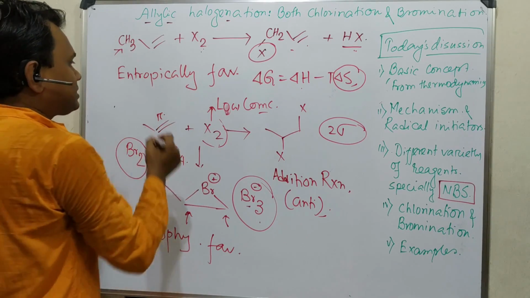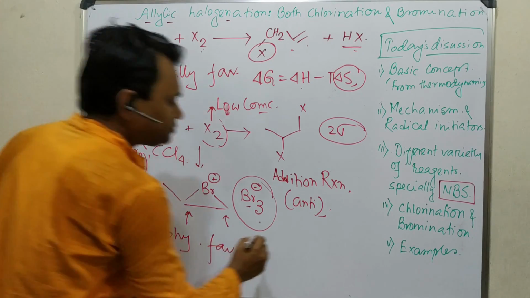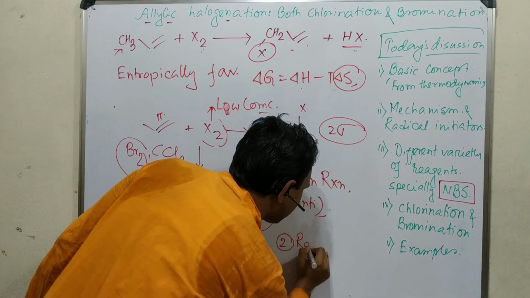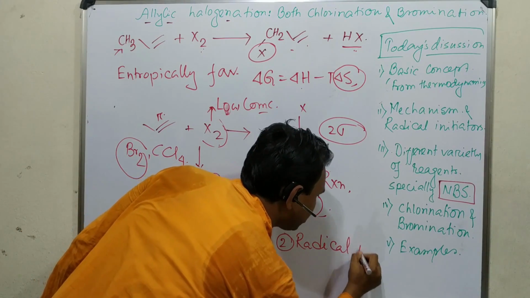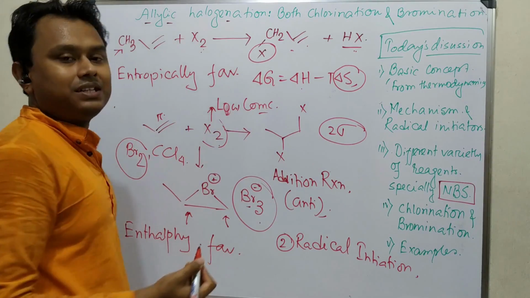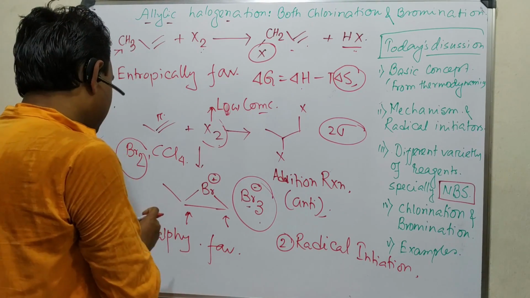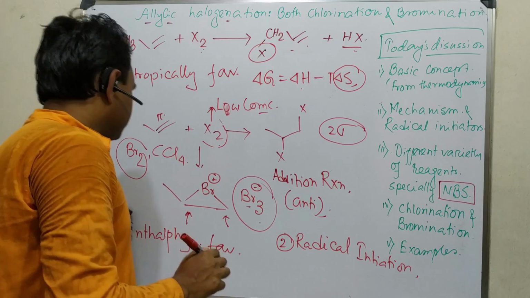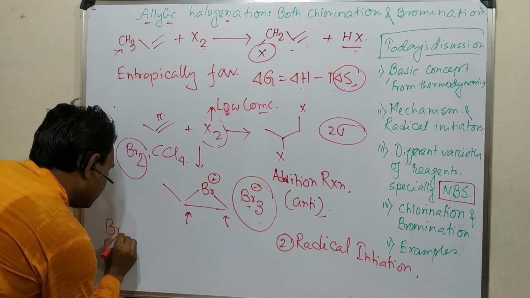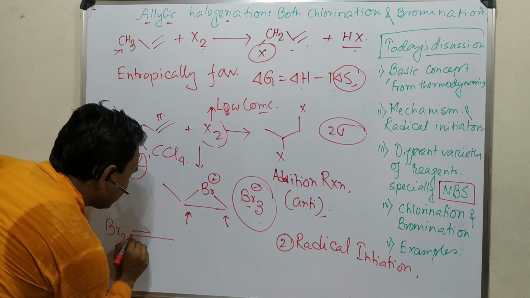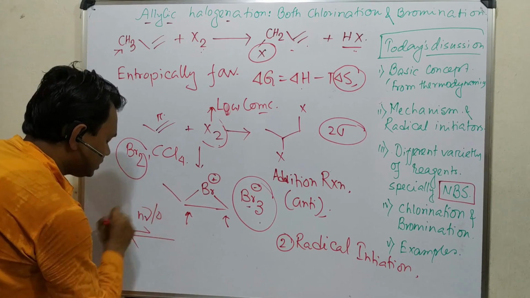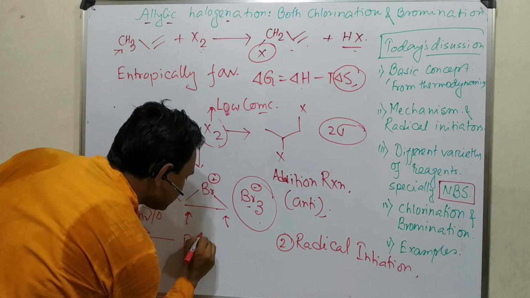Second, the second point is that we can take an initiator, a radical initiator. What do I mean? As I told you, this reaction goes through radicals, so we can use a radical initiator. Generally it is observed that this bromine, for example Br2, in presence of heat or light undergoes cleavage to produce this radical.